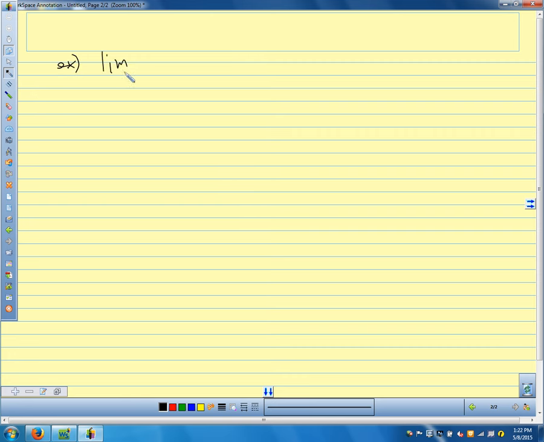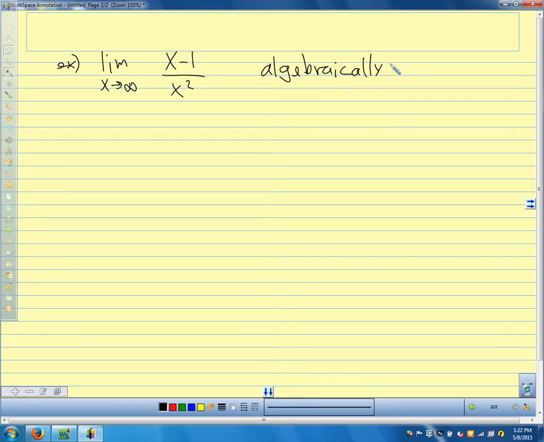We're looking for the limit as x approaches infinity, and I could use negative infinity for any of these problems as well. x minus 1 over x squared. Now you're going to be asked these questions two different ways, so I'm going to show both ways that we're going to think about this. Algebraically. So when the problem says find the limit algebraically, it means to do what we're going to talk about next.